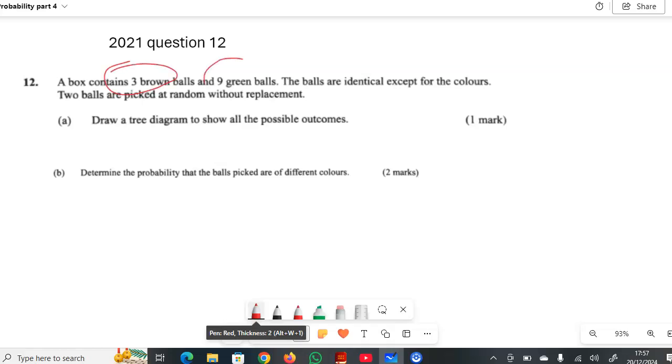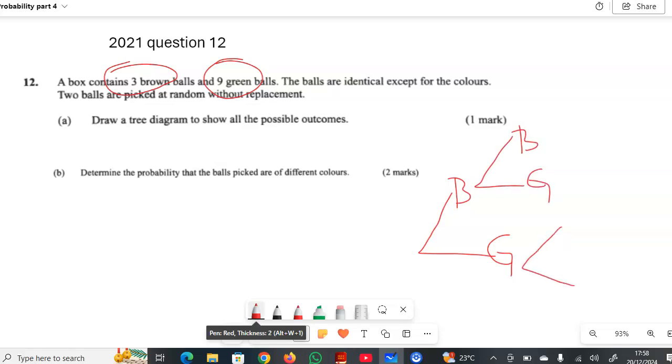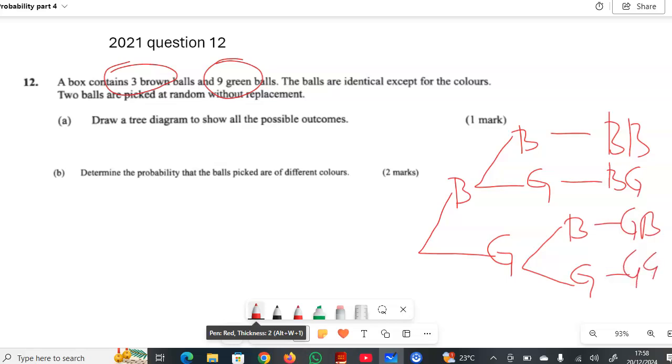We have 3 brown and 9 green. So the first pick can be brown or green, and then the second pick can be brown or green. If you had picked green in the first case, the second one can be brown or green. So the outcomes are brown-brown, brown-green, green-brown, or green-green. The first pick is 3 out of 12 for brown, and 9 out of 12 for green.